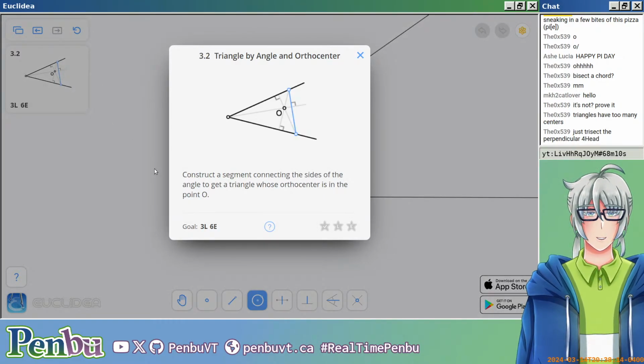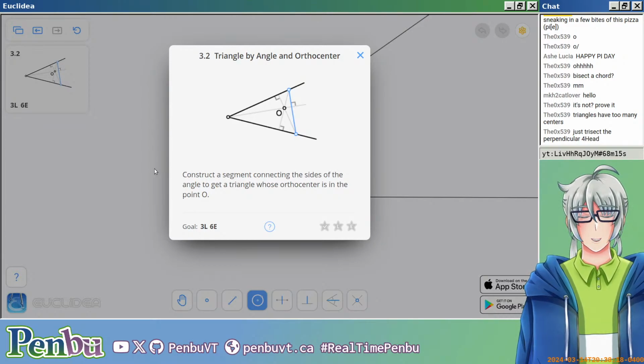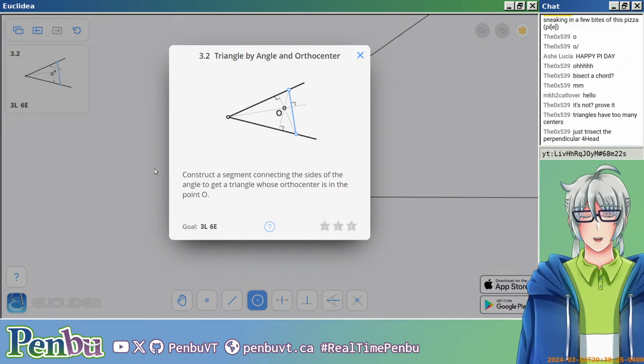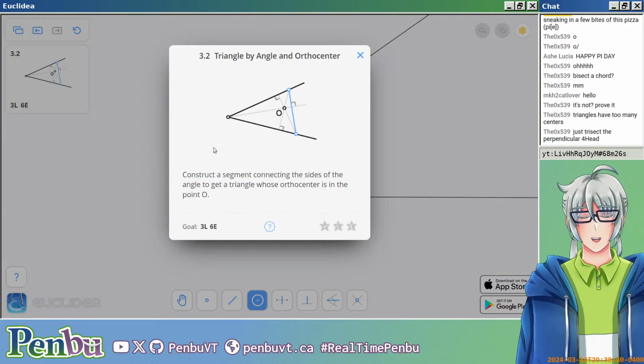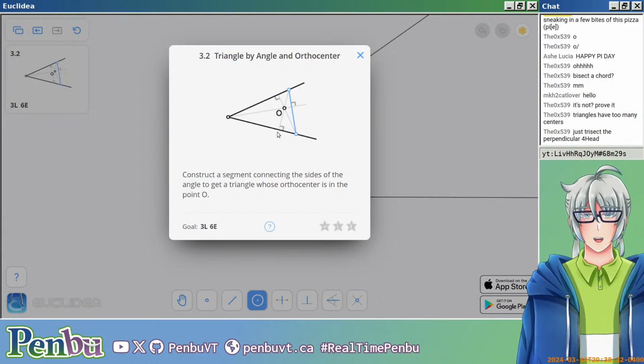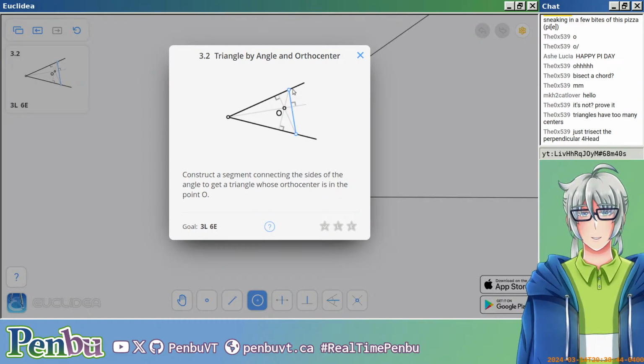Triangle by angle and orthocenter. It's one of the centers of a triangle. Construct a segment connecting the sides of the angle to get a triangle whose orthocenter is in the point O. Orthocenter being the center that you get when you take the, what was it? If you construct lines that are perpendicular to the side that intersect the opposite vertex.